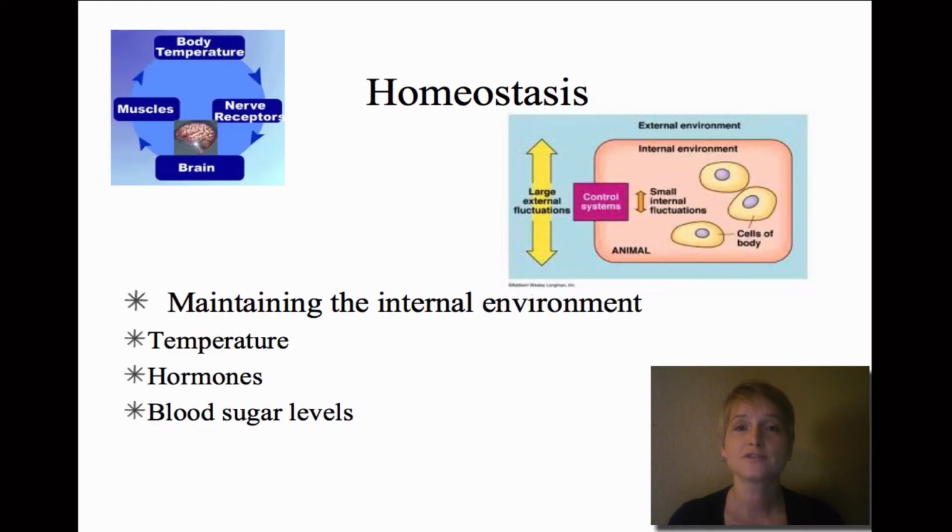The next one is homeostasis. This is a fancy word that means maintaining the internal environment. So cells have to do this. There are very small fluctuations inside of the cell, but the cell has control systems and it will maintain its internal environment. There are also large external fluctuations. So say the temperature outside is rather hot, your body is going to respond to that to maintain your internal environment. Your body also has to maintain your hormone levels and your blood sugar levels.